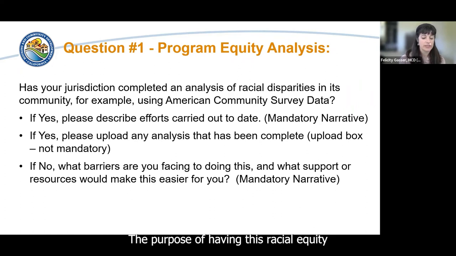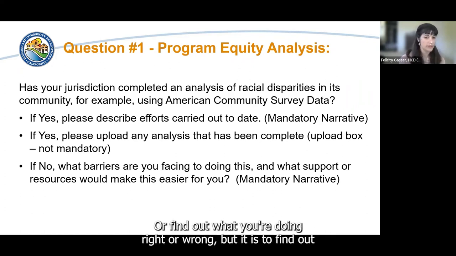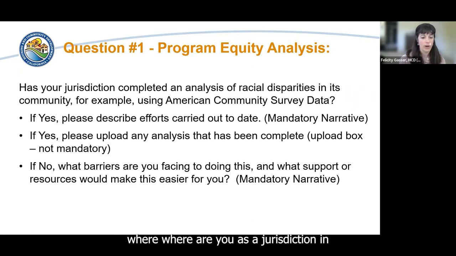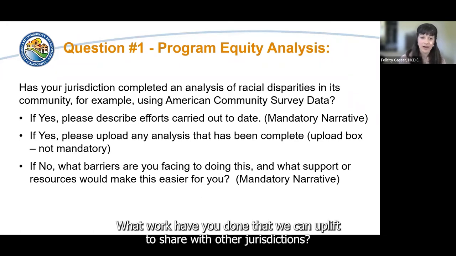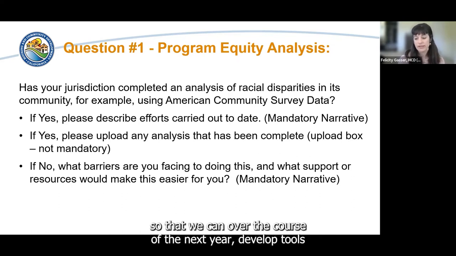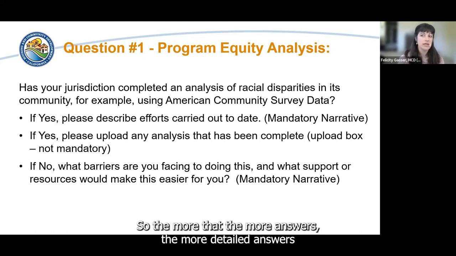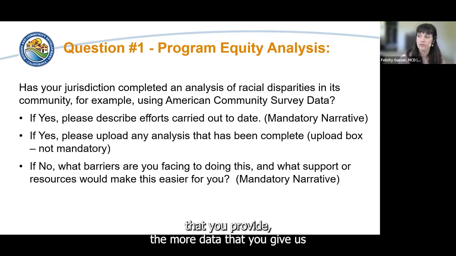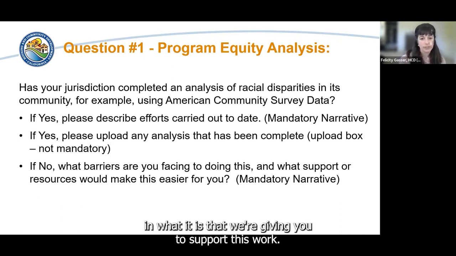Now, I should have said this at the very beginning. The purpose of having this racial equity questionnaire is not to score you or quiz you or find out what you're doing right or wrong, but it is to find out where you are as a jurisdiction in terms of what supports you need, what work you have done that we can uplift to share with other jurisdictions, and where you need training and tools, so that we can, over the course of the next year, develop tools that are very responsive to your needs. So the more detailed answers that you provide, the more data that you give us, the more that we can be responsive in what we're giving you to support this work.